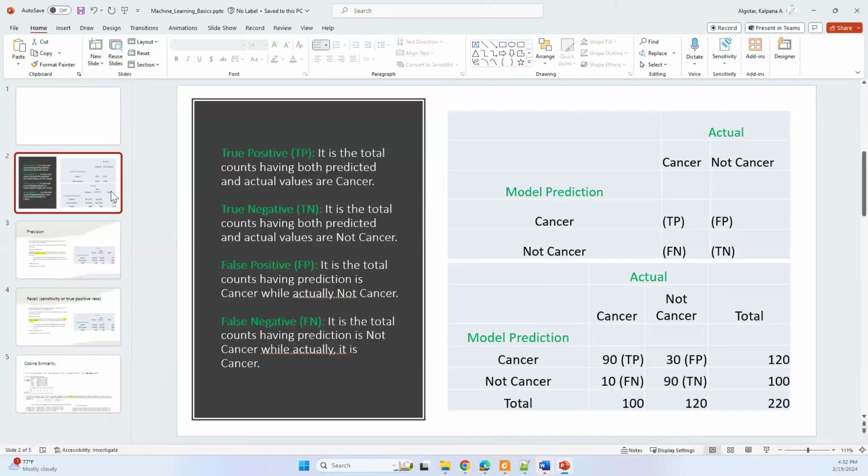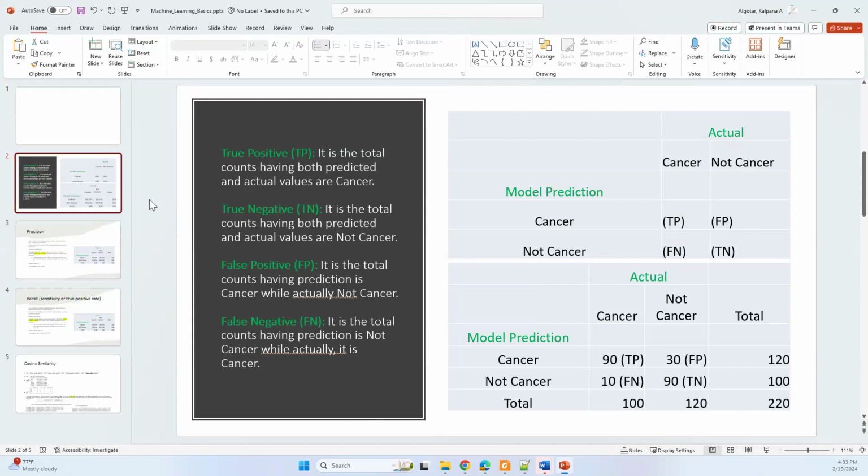Hi everyone. Today I am going to talk about important metrics, that is precision and recall. Before we move on to precision and recall, there is important terminology that we go through. Those are true positive, true negative, false positive, and false negative.